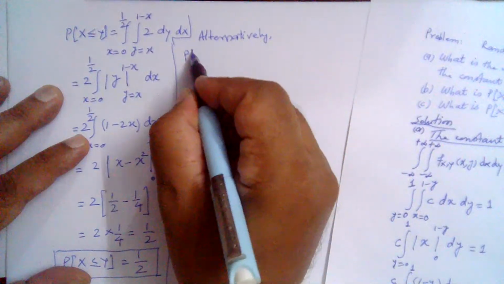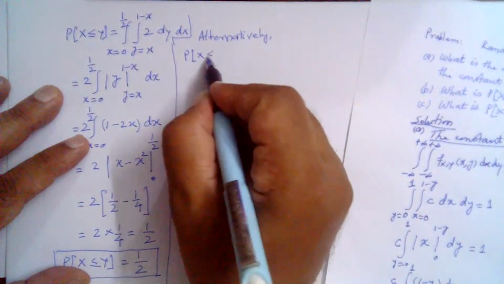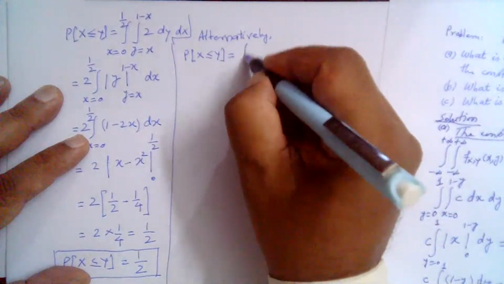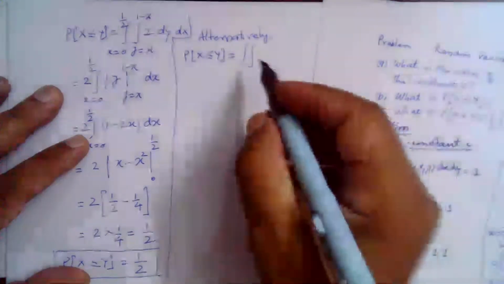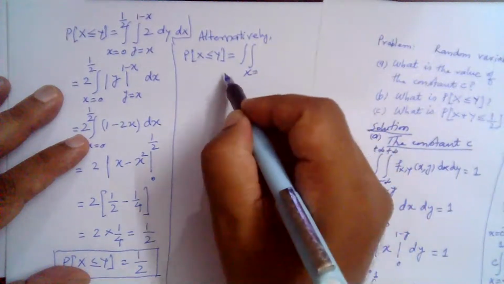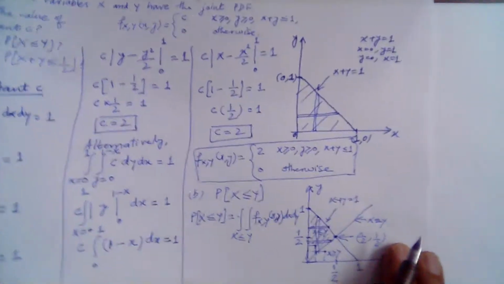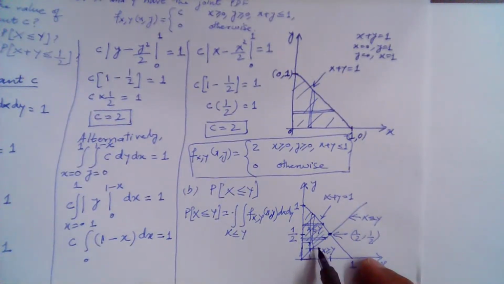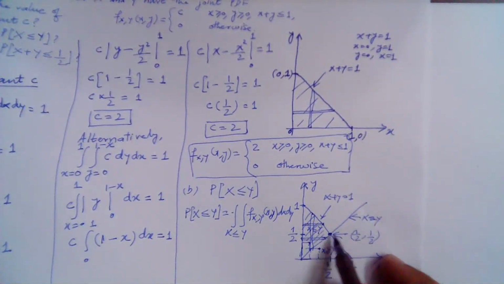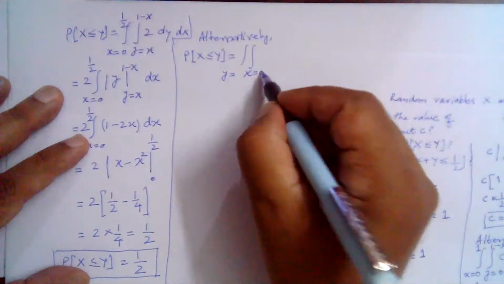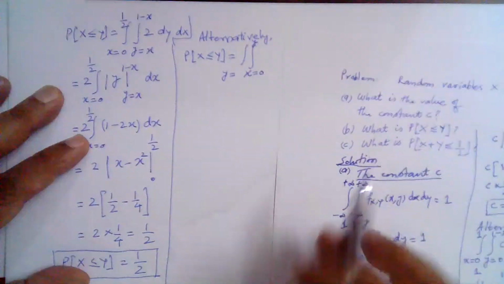So the probability that x is less than or equal to y is given by, now we are integrating first with respect to x and then with respect to y, right? So in this region, x is equal to 0 here, and then x is equal to y here, bounded by this line, x is equal to y. X is equal to 0 to y, right?